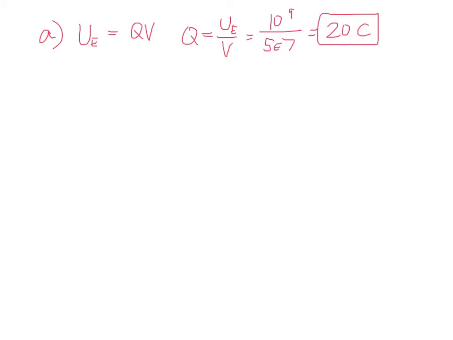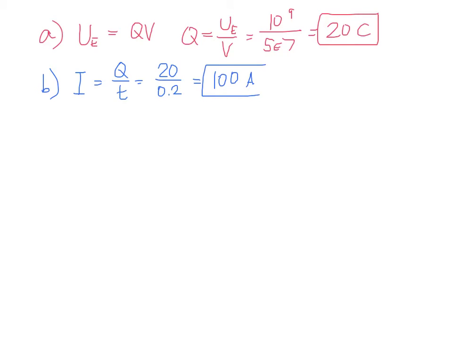So, part B. Determine the current in the lightning bolt. Well, the equation for current is just charge over time, Q over T. So it is 20 coulombs in 0.2 seconds, which works out to be 100 coulombs per second, or 100 amps.